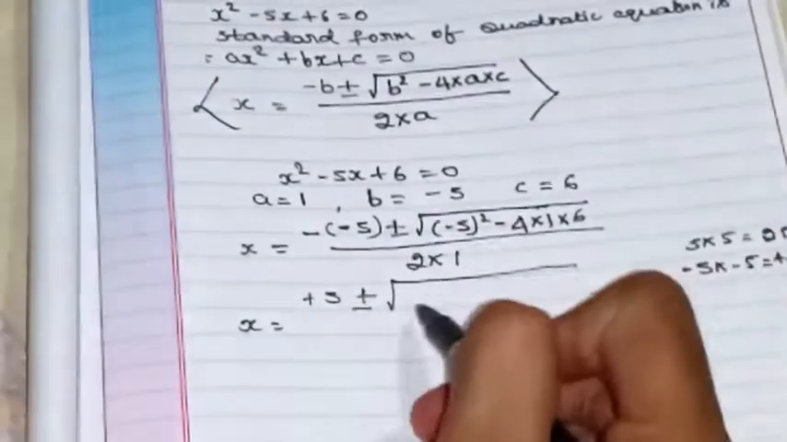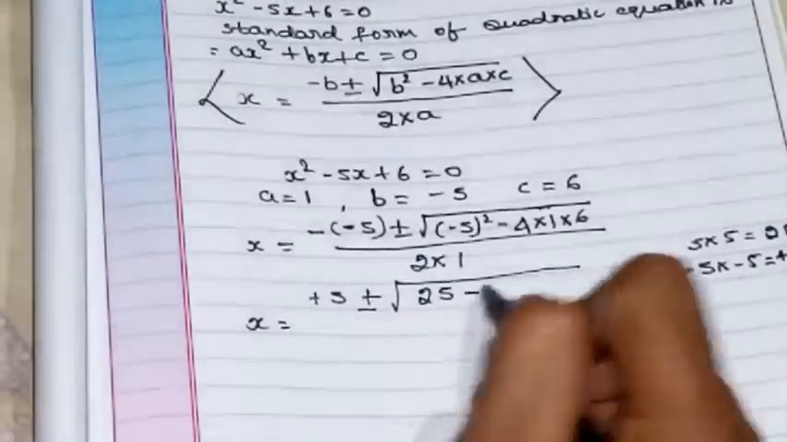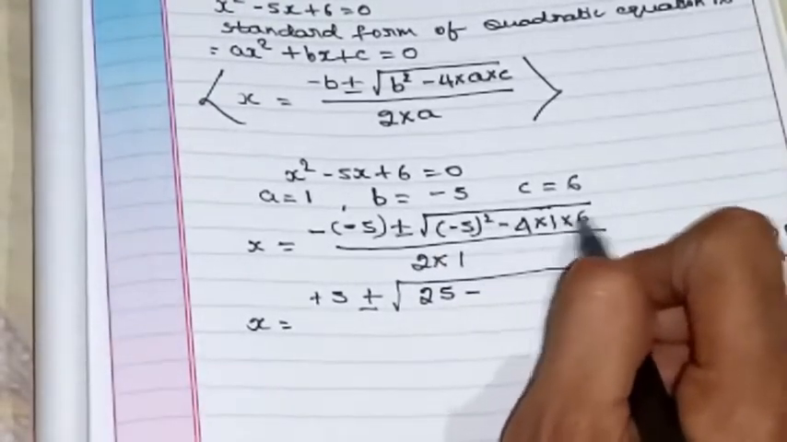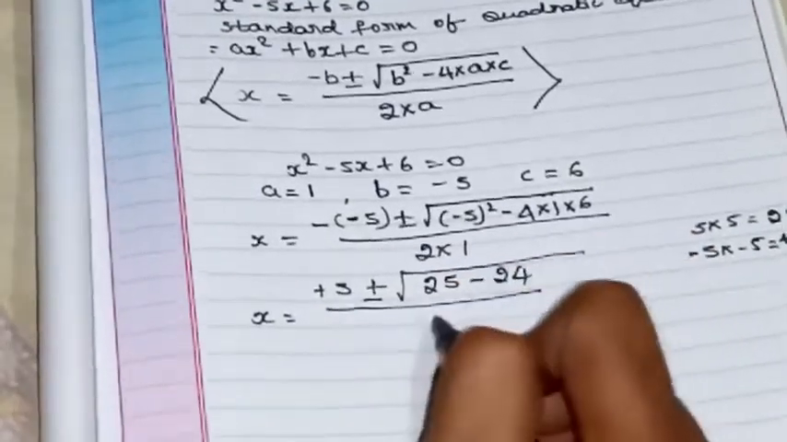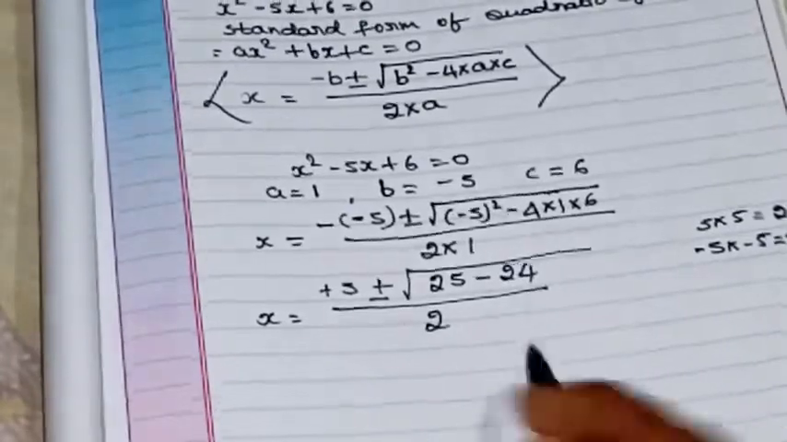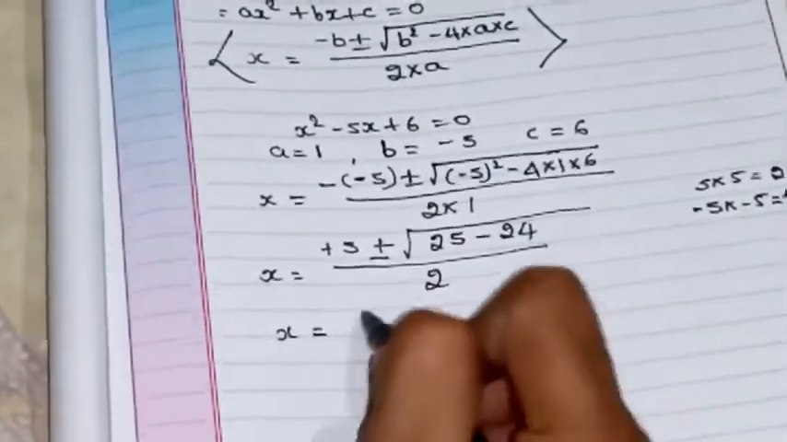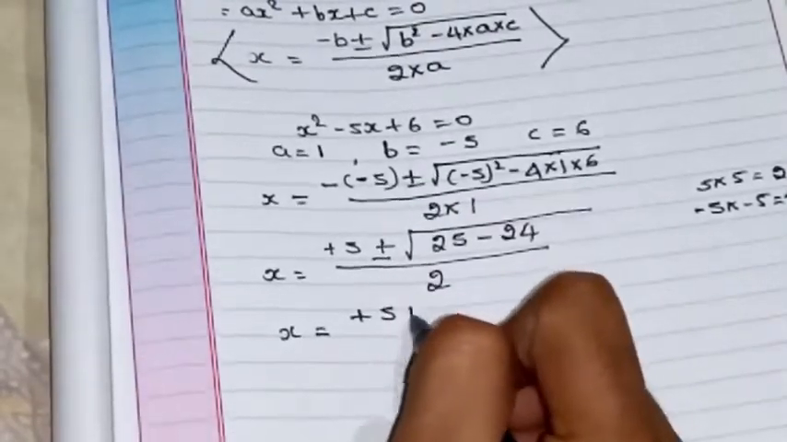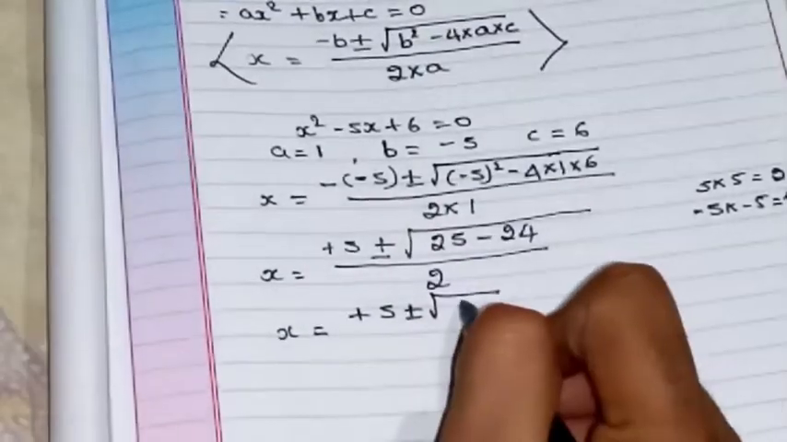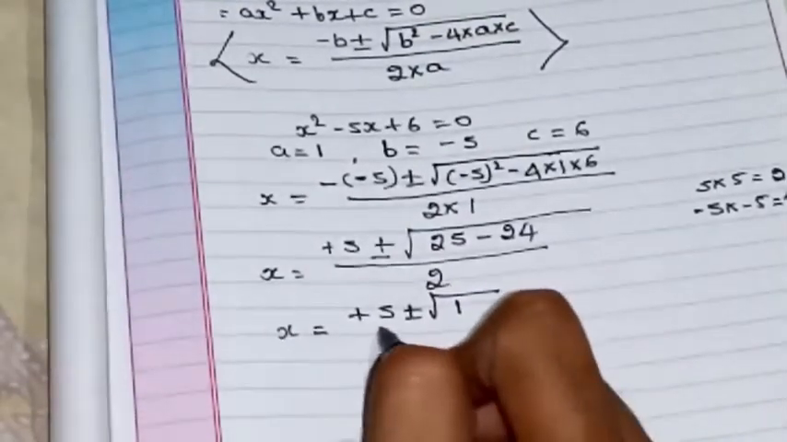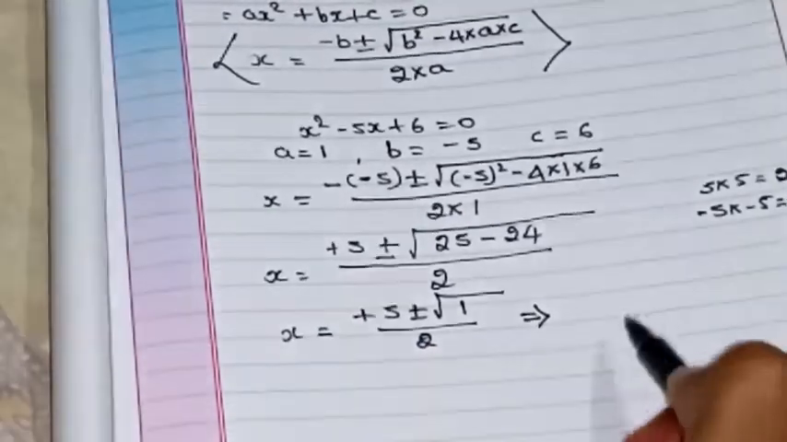So therefore minus 5 square is 25 plus 25 minus 4 ones are 4, 4 6s are 24 whole divided by 2 ones are 2, right, children? Now x equals plus 5 remains same, plus or minus, subtract it, 25 minus 24, 25 minus 24 is 1 whole divided by 2, right? I'll write here only, right?